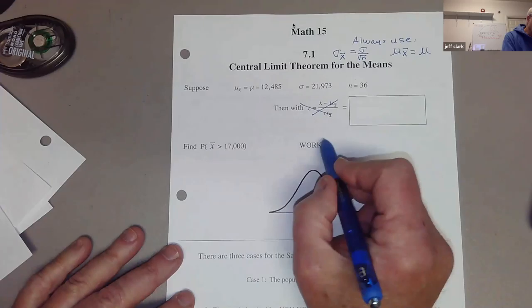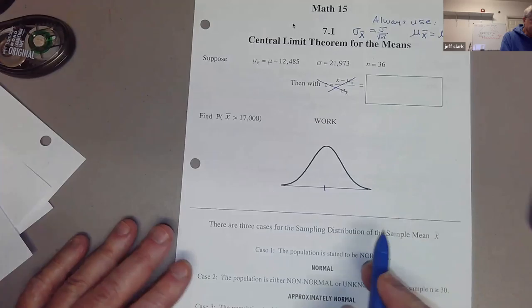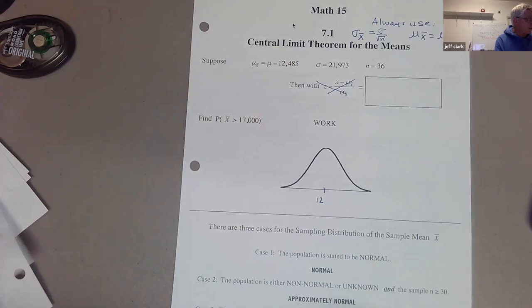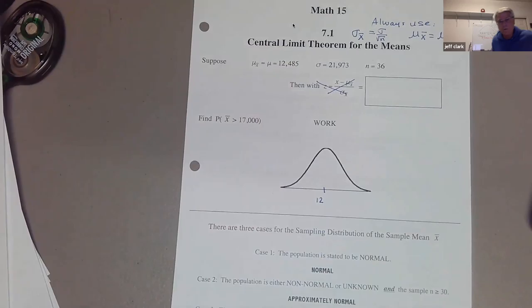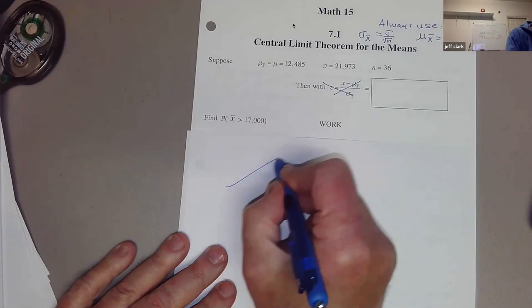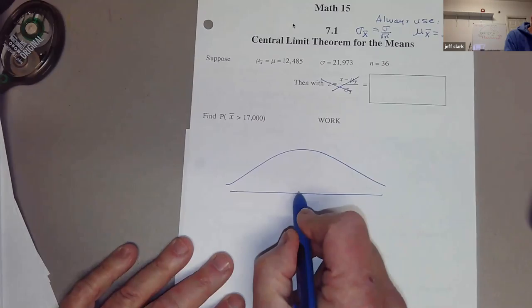So this is how you do it. Right there in the middle is mu, or rather mu sub x bar, but mu. This would be 12,485. This is going to be so small, I'm going to do it on a separate piece of paper. Let me see if I've got a separate piece of paper. One moment. I'm going to get some scratch paper here in my garage. That picture looks a little small to fit all these numbers. So, a bell-shaped curve like this. That'll be better.